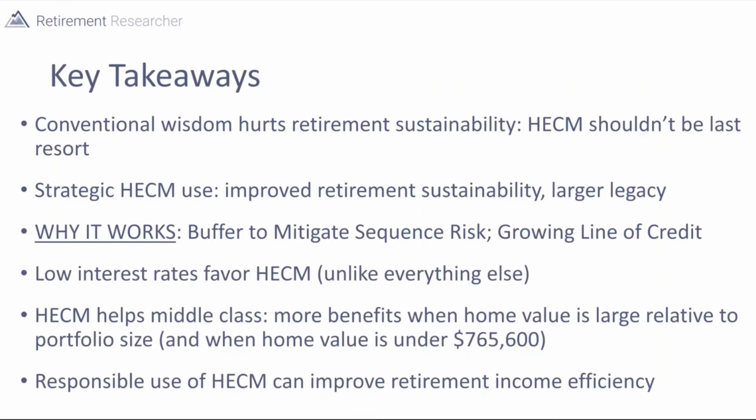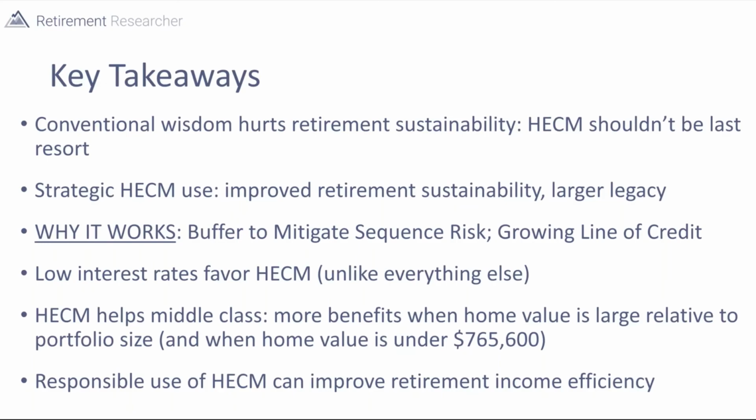So key takeaways from all this: conventional wisdom hurts retirement sustainability. The home equity conversion mortgage shouldn't be the last resort option. That conventional wisdom is really the least effective way to approach it. Strategic HECM use can improve retirement sustainability and help support a larger legacy. It works because of its role in managing that sequence of returns risk, which is why I spent time talking about the intuition of that at the beginning.